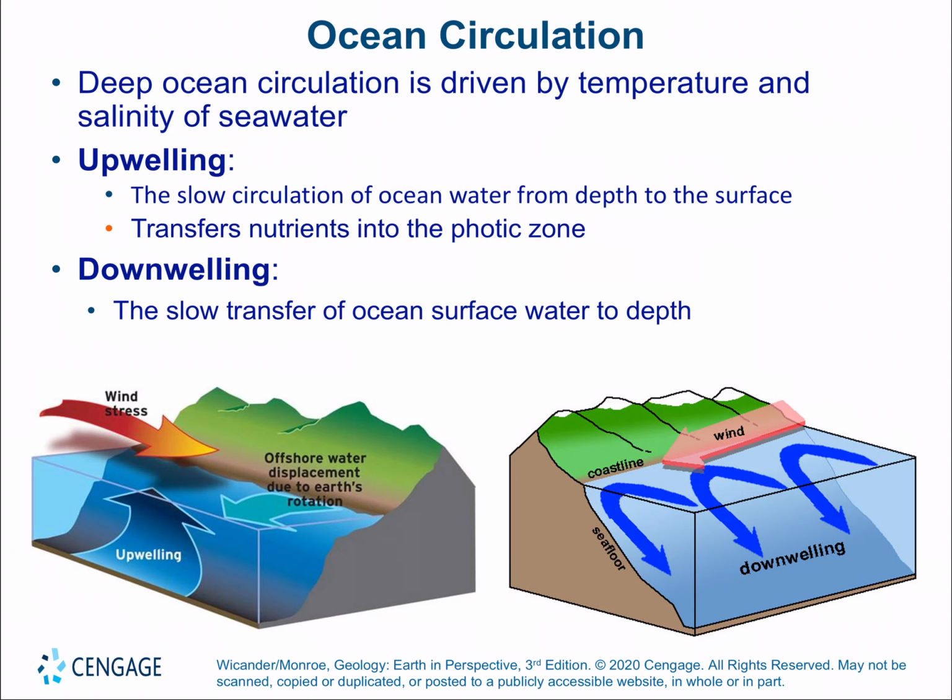Now, our deep ocean circulation is driven by both the temperature and the salinity of seawater. So we could have what's known as upwelling occurring, and that's this first picture on the bottom left. Upwelling is when you have that slow circulation of our ocean water from depth to the surface.